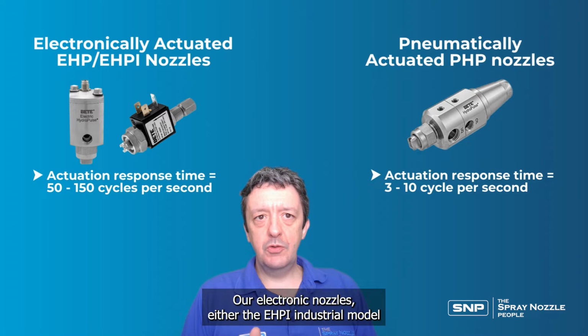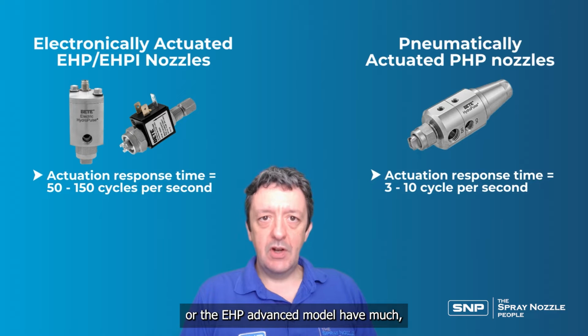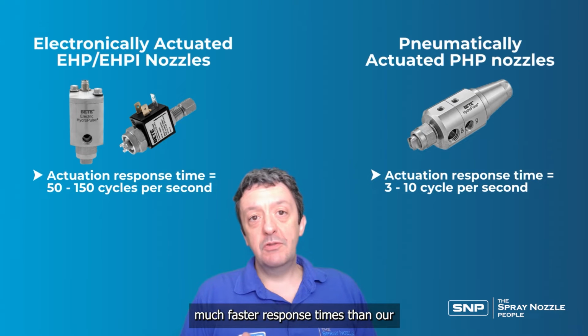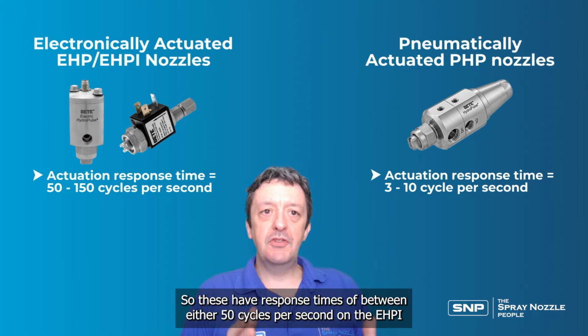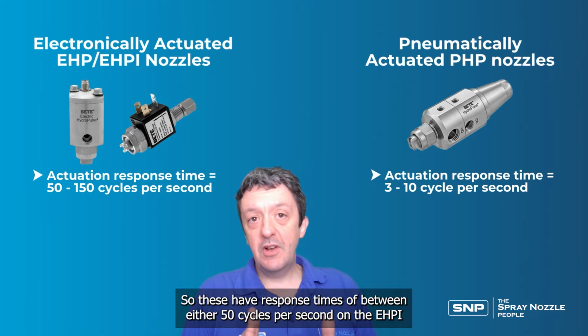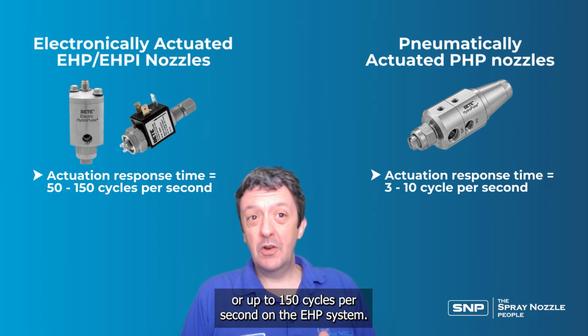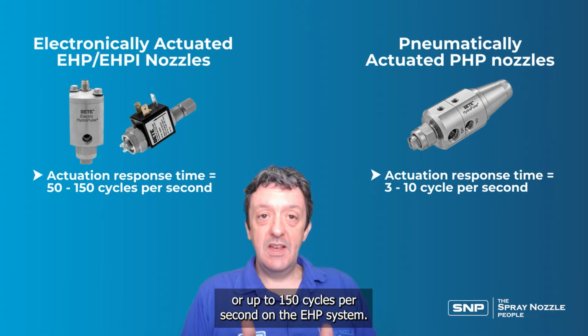Our electronic nozzles, either the EHPi industrial model or the EHP advanced model, have much faster response times than our air actuated nozzles, the PHP nozzles. So these have response times of between either 50 cycles per second on the EHPi or up to 150 cycles per second on the EHP system.